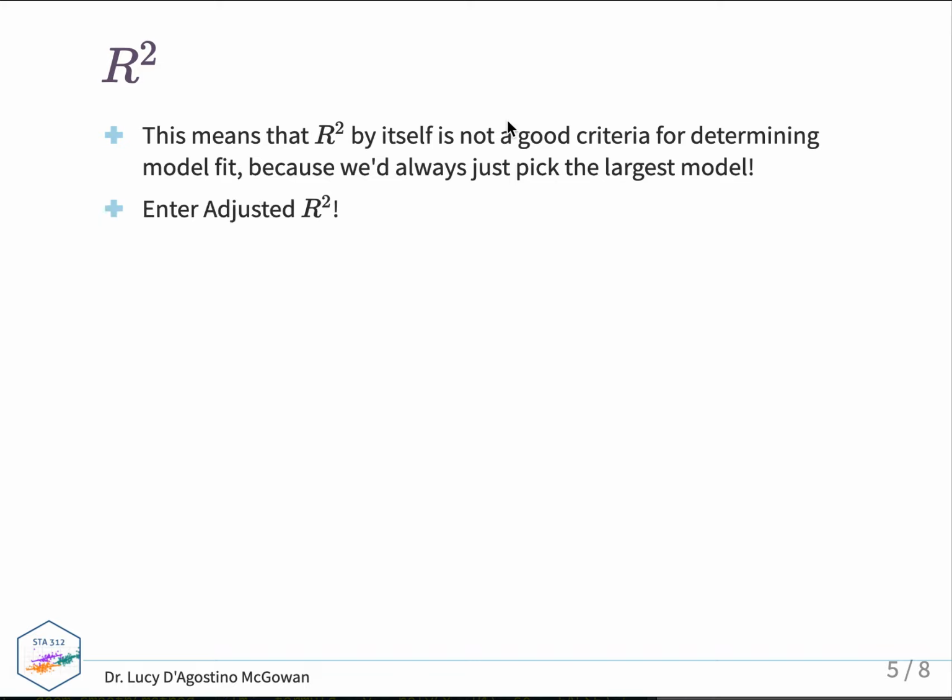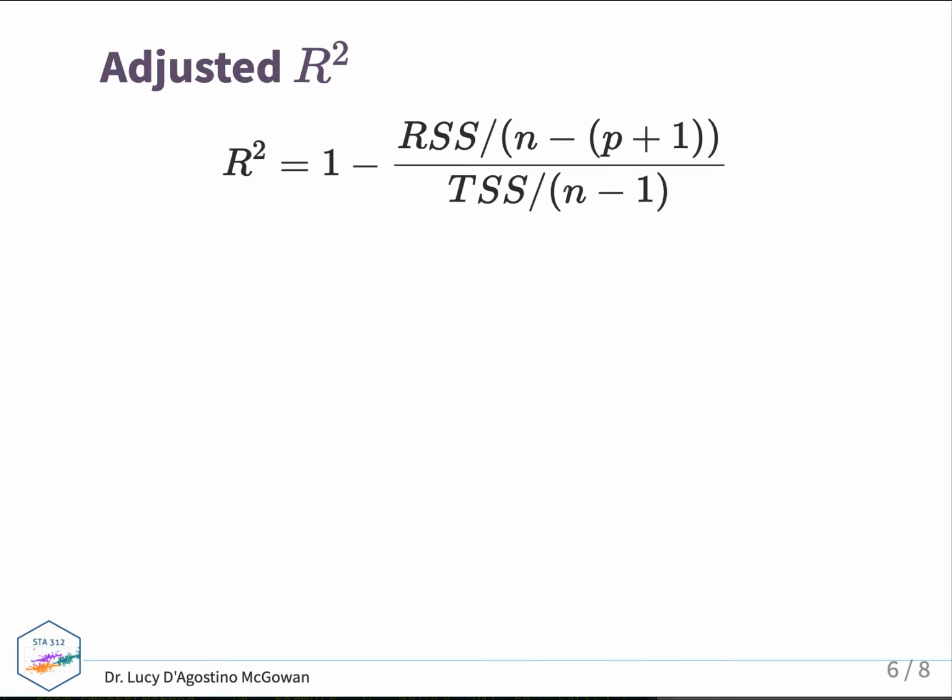And that's where adjusted R-squared comes in. The concept here is, what if we could find some kind of scaling metric where we could determine whether that increase in predictive power is worth it to add that additional variable? So the adjusted R-squared is 1 minus the residual sum of squares divided by n minus p plus 1, divided by the total sum of squares divided by n minus 1. Essentially we're scaling by the degrees of freedom. We're dividing by the degrees of freedom in each of these cases.